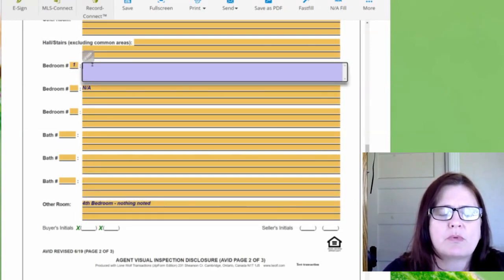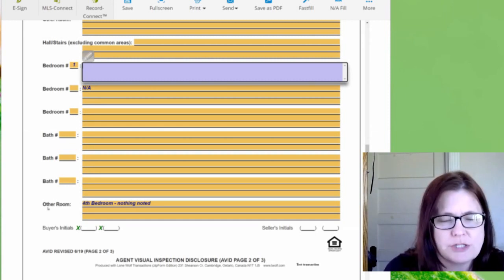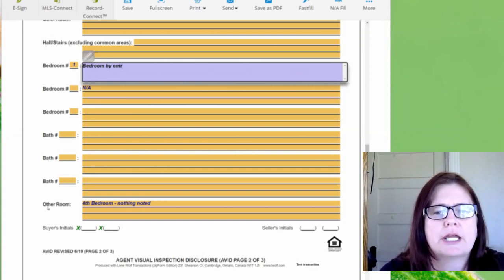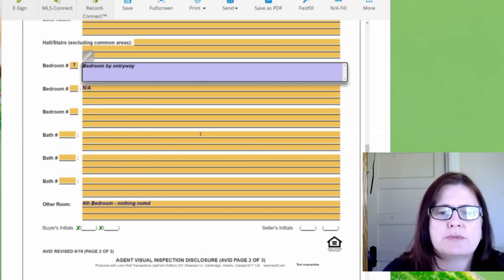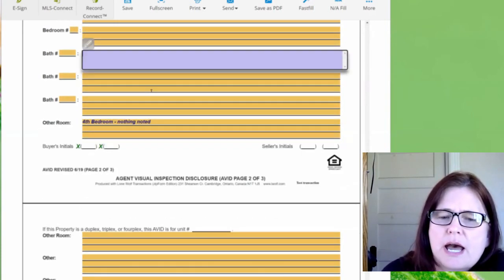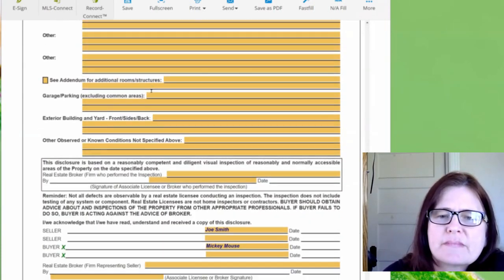Sometimes on bedroom number 1, I might put a descriptive, like bedroom by the door, by entryway, so that they know which bedroom I'm talking about, but I don't always do that. I've never had to use the addendum for additional rooms or structures, but that's an option.